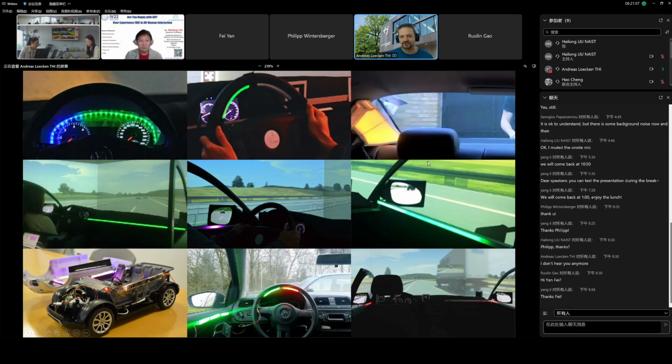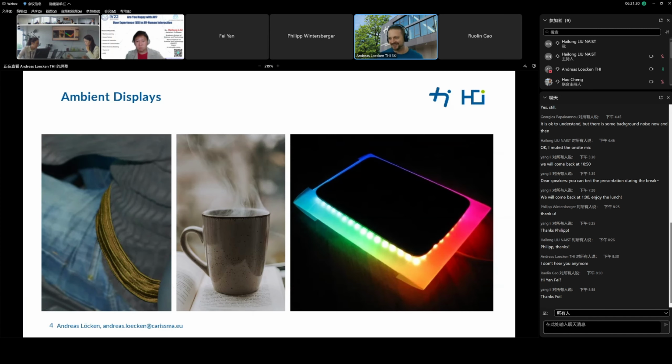So this is a selection of some works that I did, and you see usually I mock up some ambient light and put it in the car and then try to evaluate something. But the question is, what am I actually talking about? So let's step back and go for ambient displays in general.